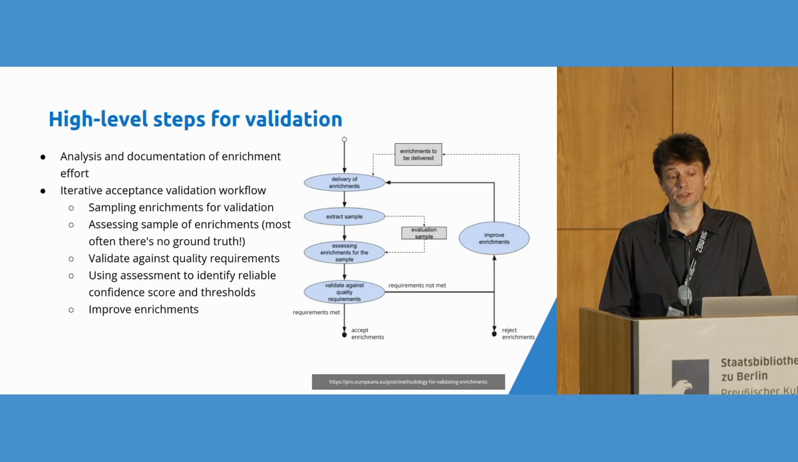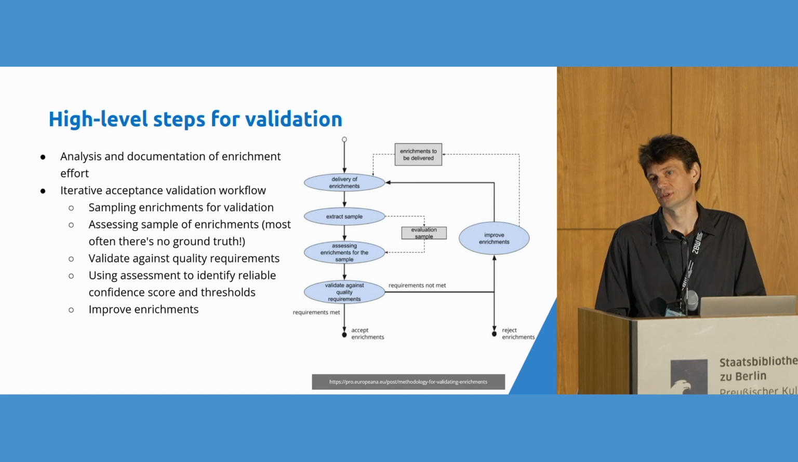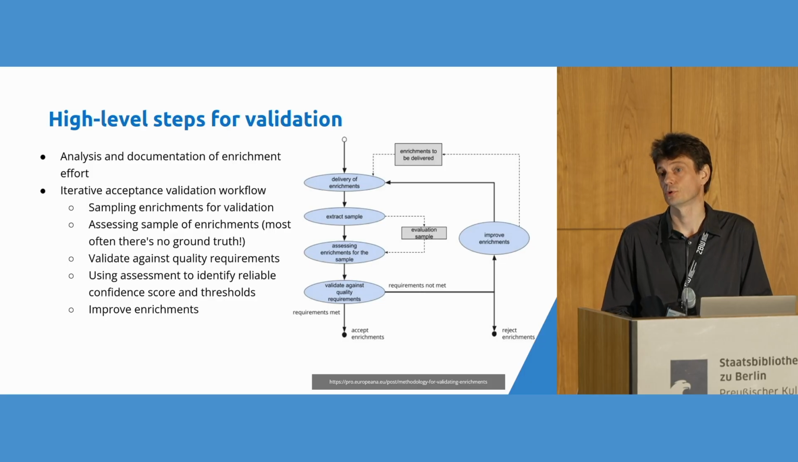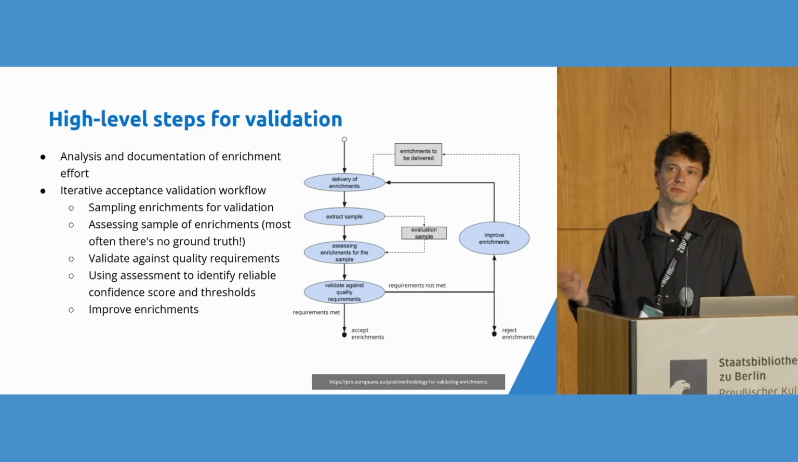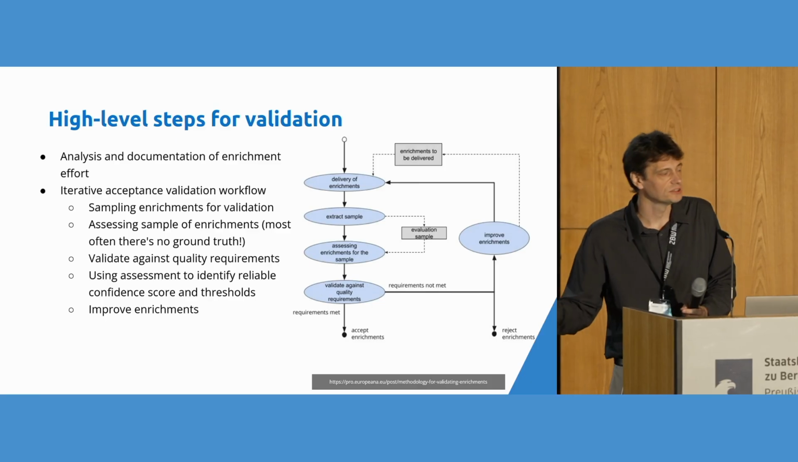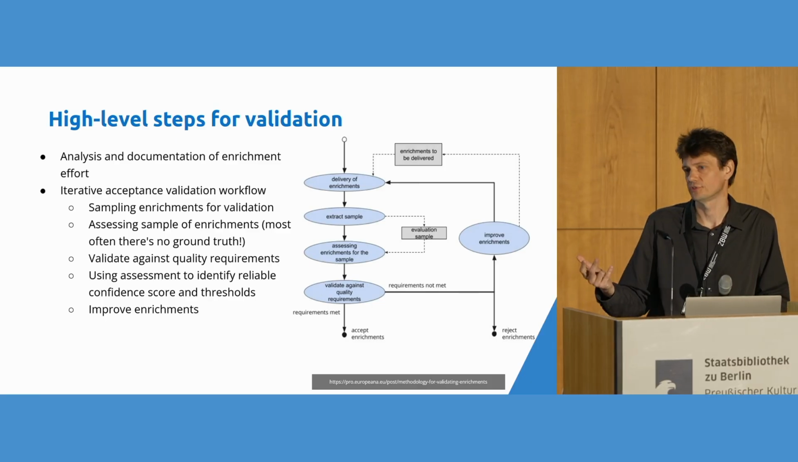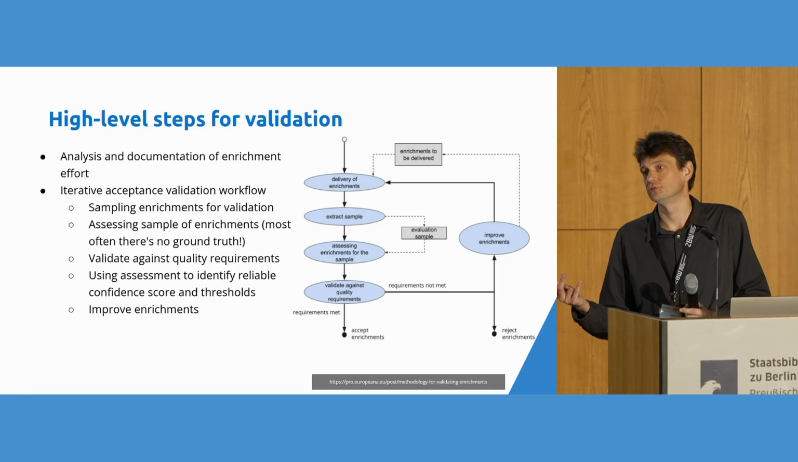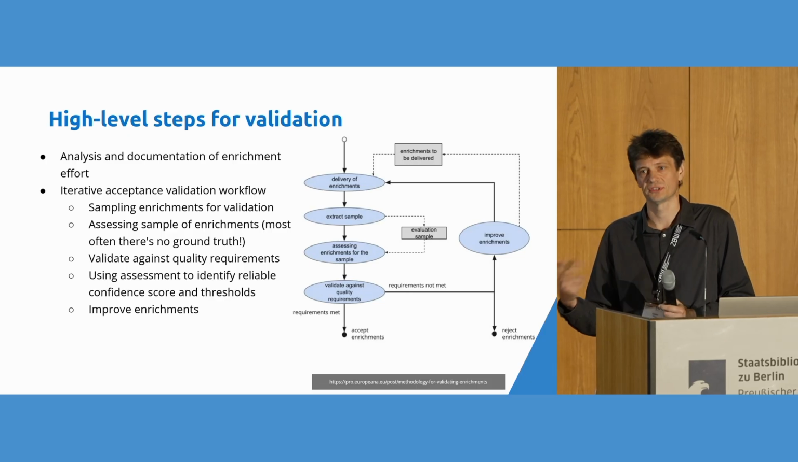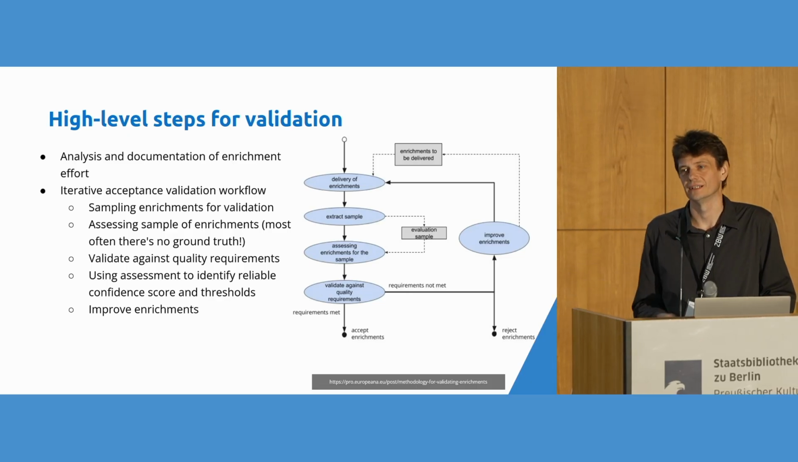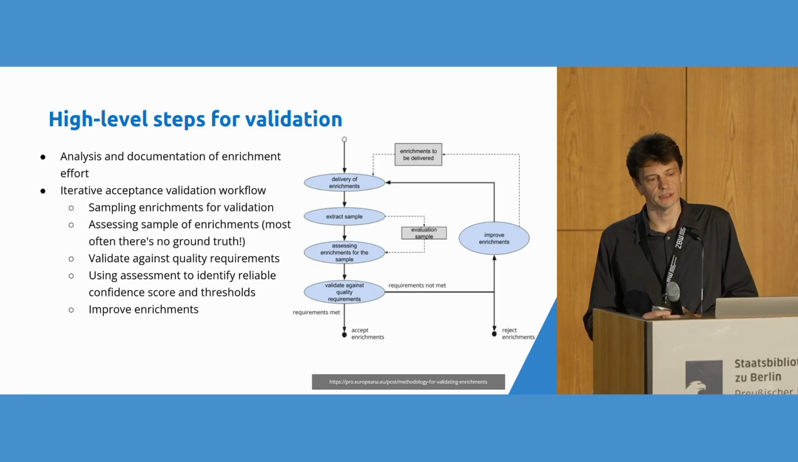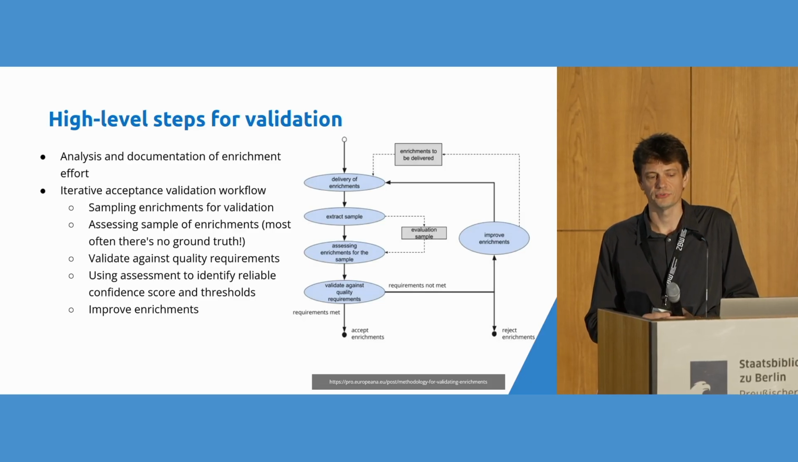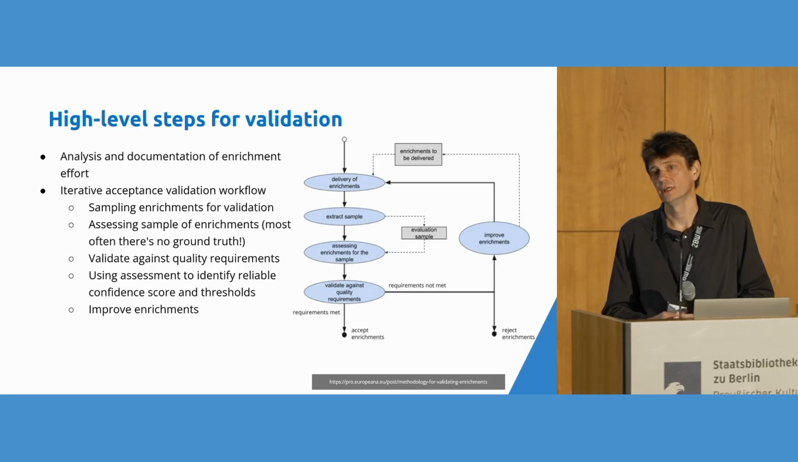Then using this assessment to also identify reliable confidence scores. So we have enrichment that often produce scores to their results. So something like, okay, I've got this subject, and there's a 70% confidence score attached to it. Very often, actually, we don't know what this 70% means, and we would like to be able to find out a bit more and actually also use that for filtering the results.